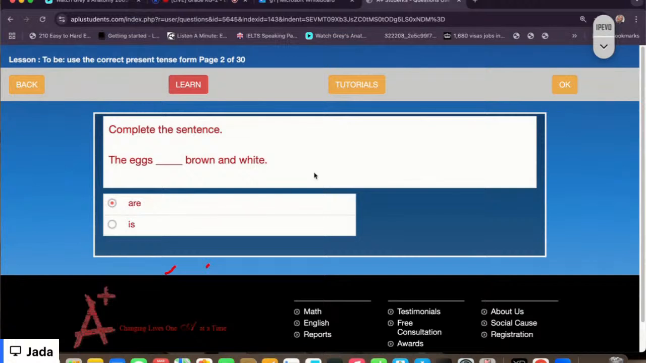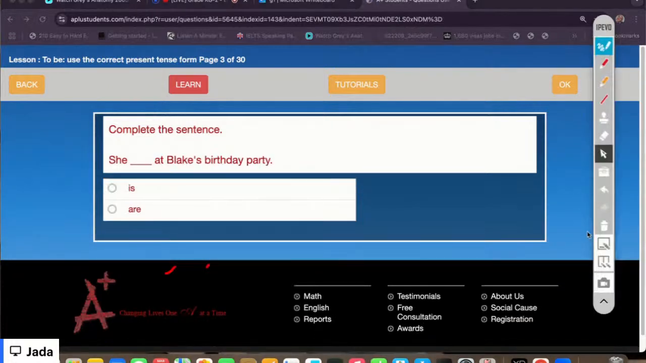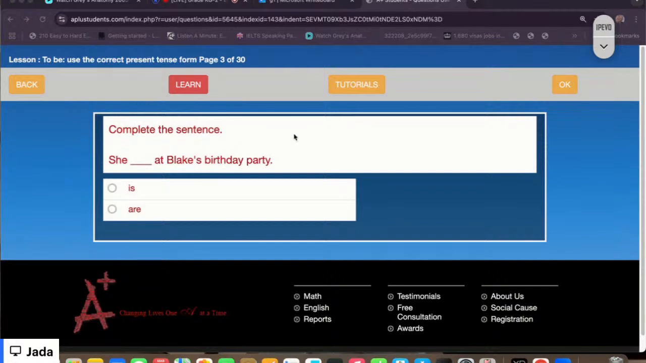Alright, so the eggs are because eggs is already in plural. So the eggs are brown and white. She dash at Blake's birthday party. So she is or she are. What do you think is the right one here? She are or she is?